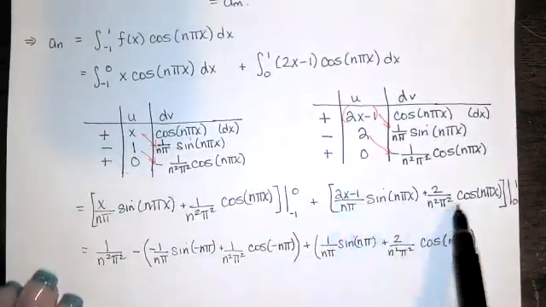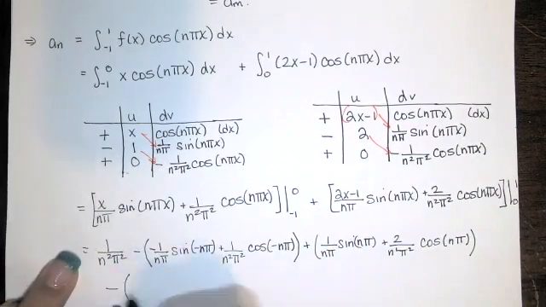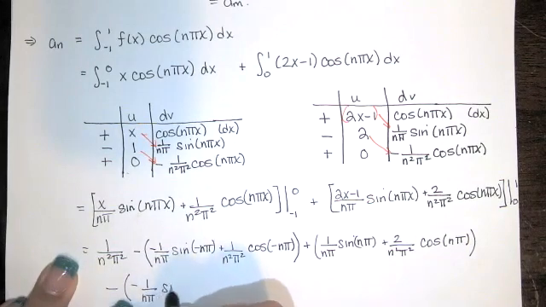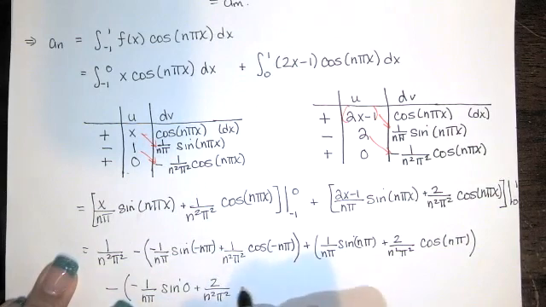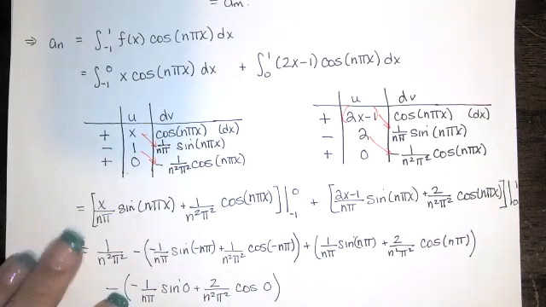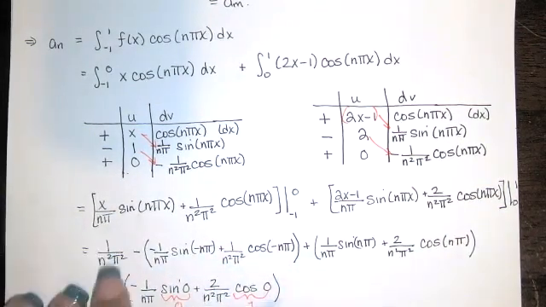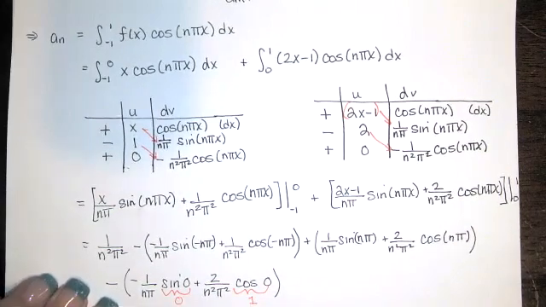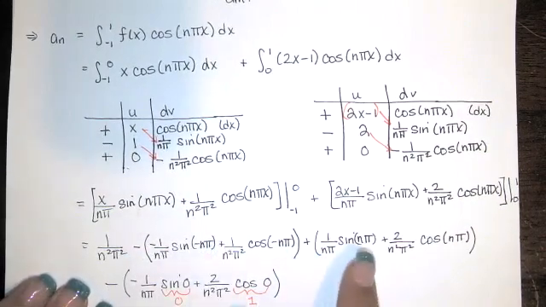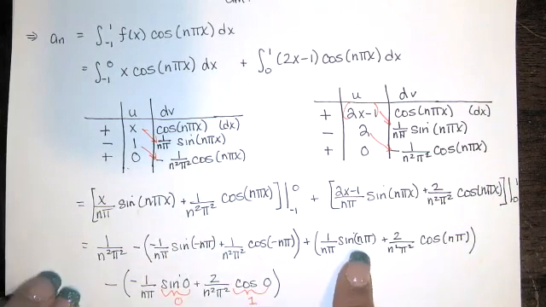And then we're subtracting this expression evaluated at x equals 0. So if x equals 0, I'm subtracting negative 1 over n pi times sine of 0 plus 2 over n squared pi squared cosine of 0. Now, sine of 0 is 0. Cosine of 0 is 1. I used that earlier here. Now it's helpful to think about sine of negative n pi and n pi.